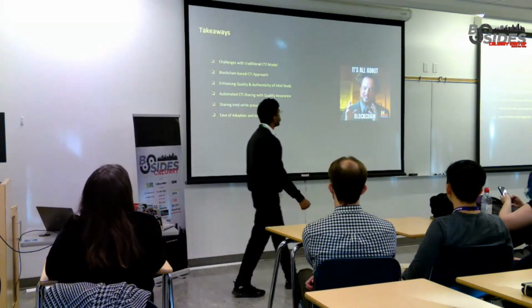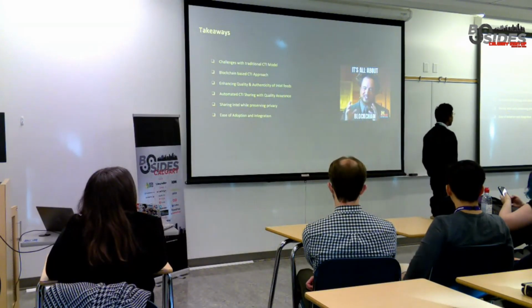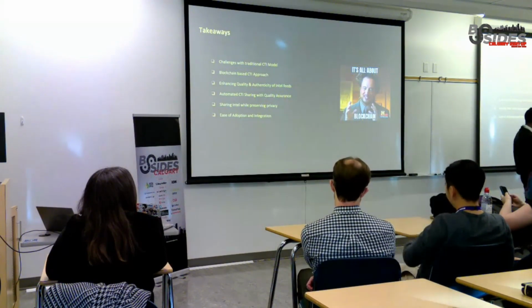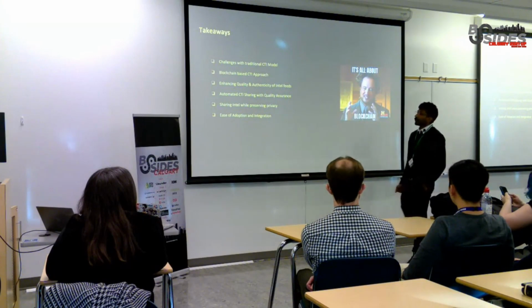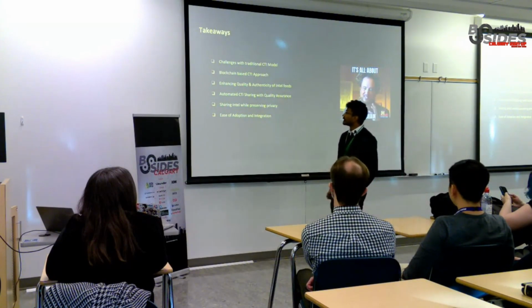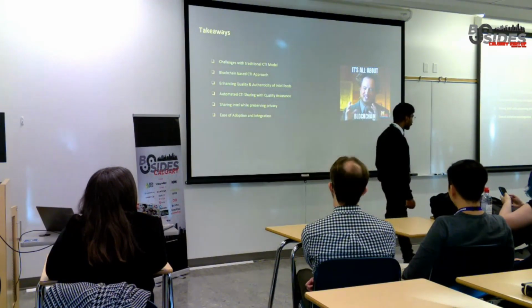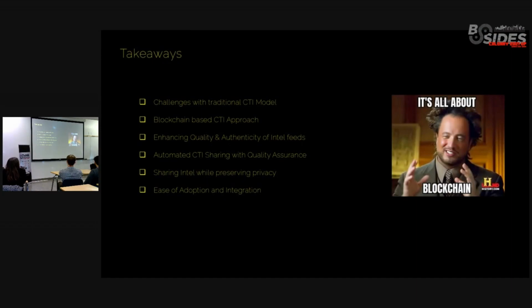Takeaways. We have seen the challenges with the traditional CTI model, and we have seen how a blockchain-based CTI approach is going to address some of those challenges, not all of them. Enhancing quality and authenticity of Intel feeds: how are you going to make sure that the Intel has some standards of quality? Automated CTI sharing: how are you going to automate the process, and how are you going to make sure that quality assurance is also there while automating that?